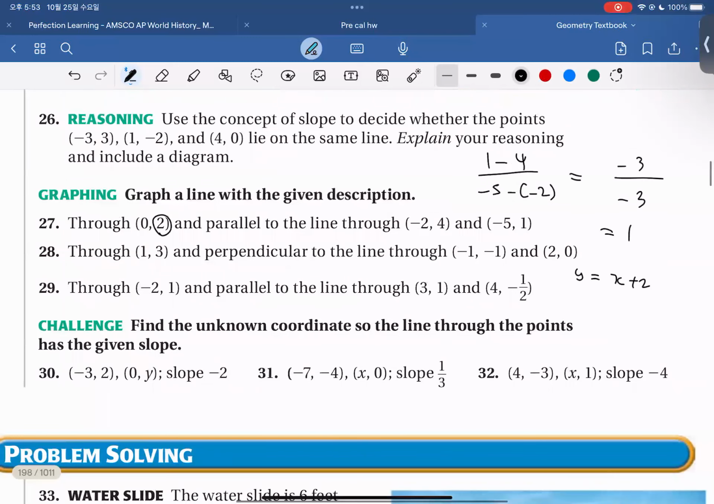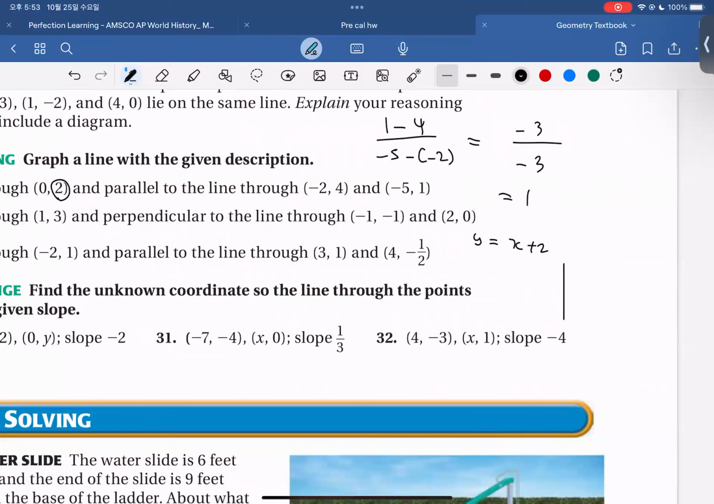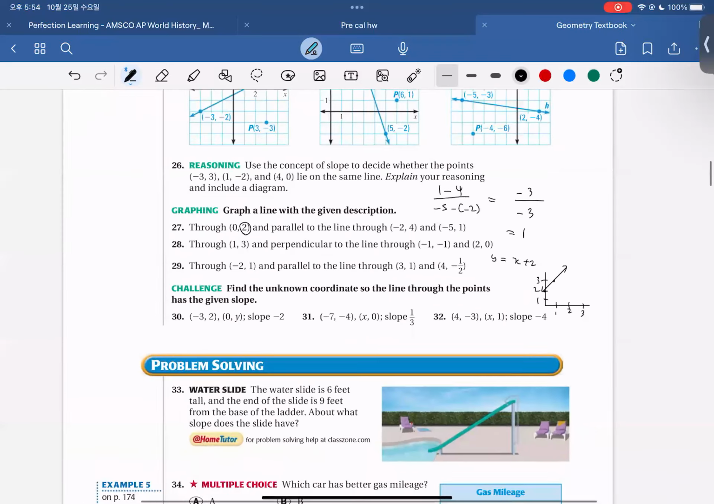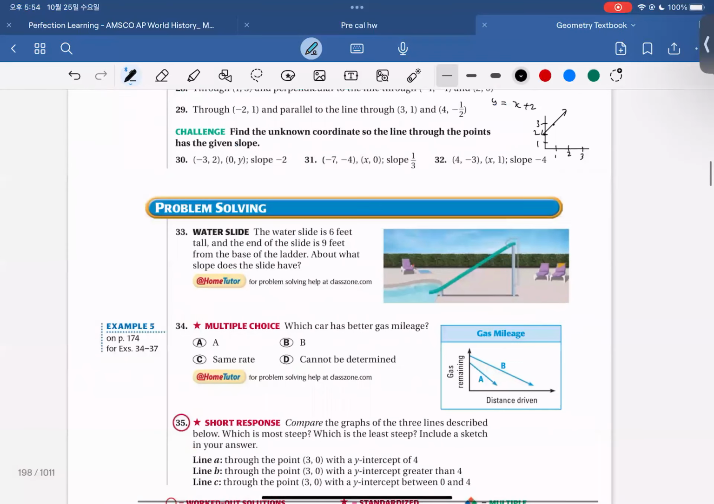And we can easily just graph that. I think here we would just need the first quadrant. So something like this. When x is 0, y is 2, and when x is 1, y is 3. So there would be a line something like this. That would be number 27, and I think you got it, most of it.